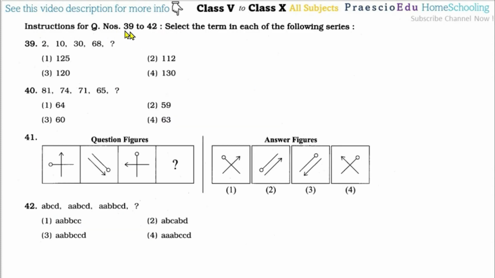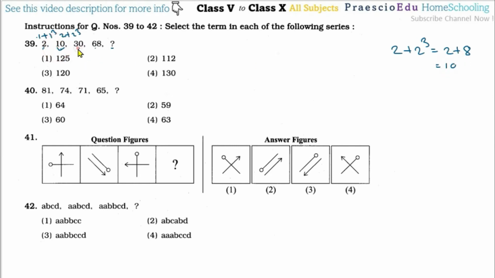Then instruction for question number 39 to 42. Select the term in each of the following series. Now here question number 39: 2, 10, 30, 68 and then question mark. If you find out the relation, here 1 plus 1 cube, 1 cube is 1 and 1 here, so 1 plus 1, we are getting 2. Like this, 2 plus 2 cube.